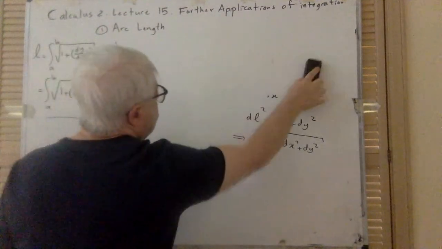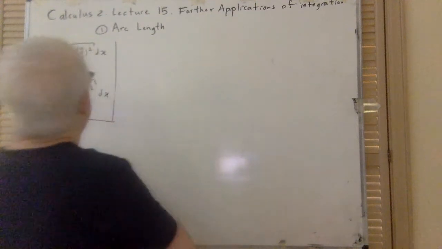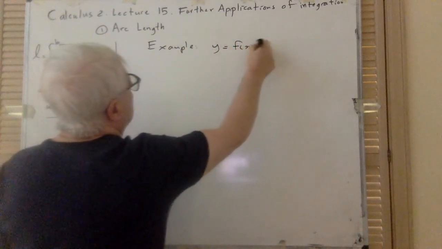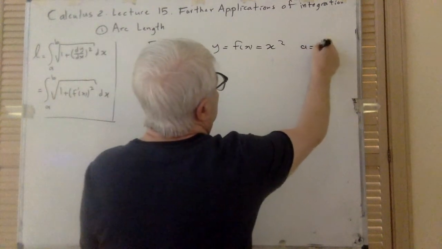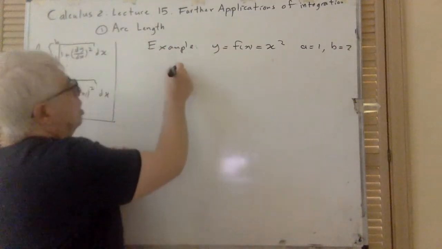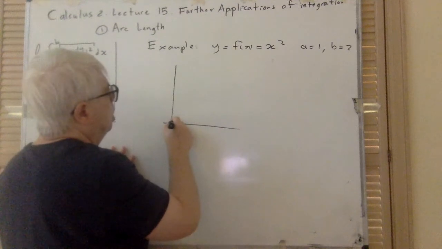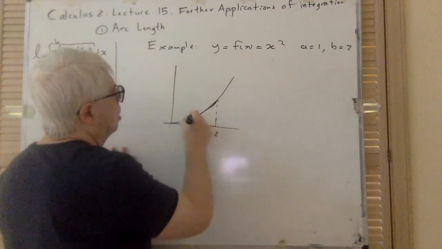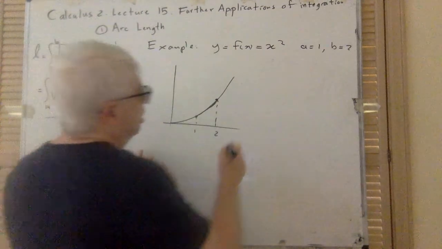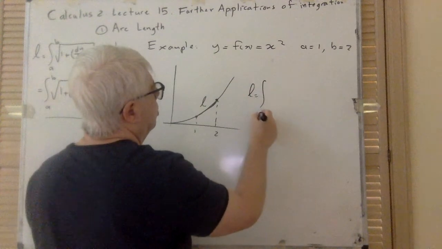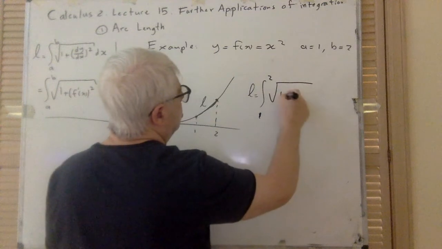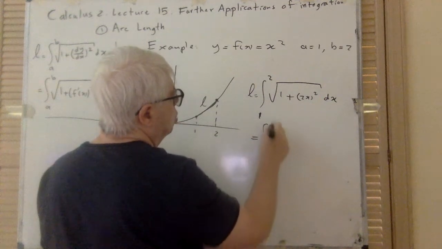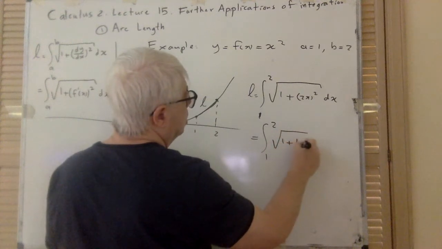So let's look at this. Let y equals f(x) be x squared, and let a be 1 and b be 2. Just the simplest you can get. So this is from 1 to 2. Now the integral is this L. L is the integral from 1 to 2 of the square root of 1 plus, the derivative is 2x, squared, dx. So it is the integral from 1 to 2 of the square root of 1 plus 4x squared, dx.